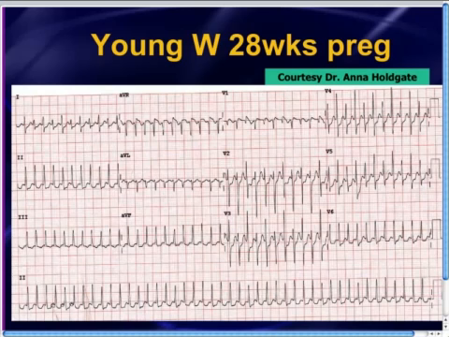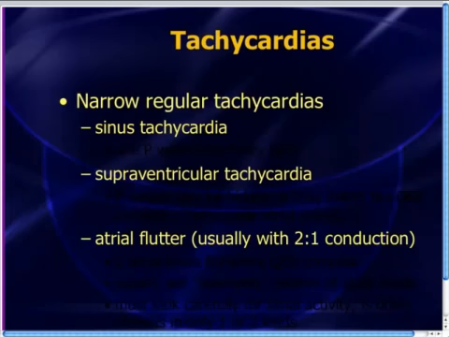She's got a really, really fast heart rate. If you map this out, the rate's about 270 beats per minute. That's what the EKG machine is reading as well. And if you use your calipers, you see that this is a regular narrow tachycardia. So that's what we're going to talk about this week. We're going to talk about the differential diagnosis for narrow regular tachycardias.